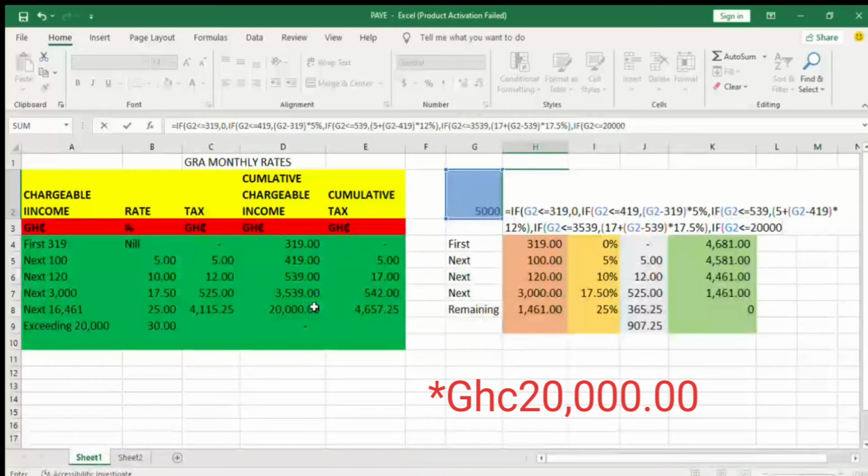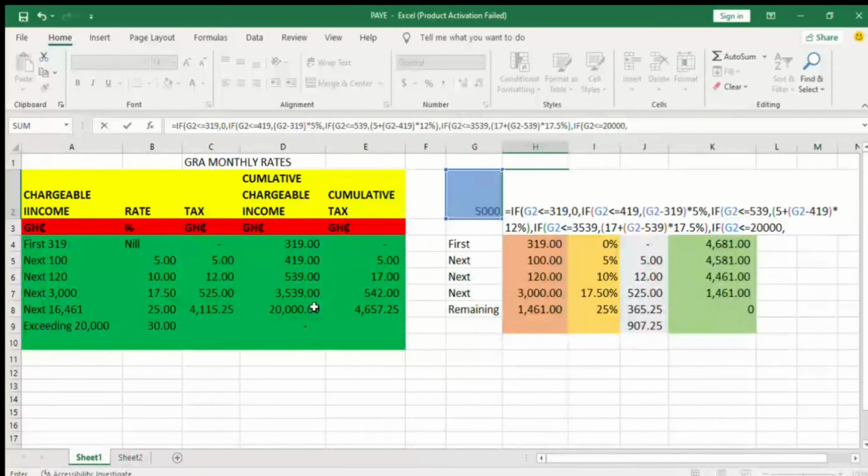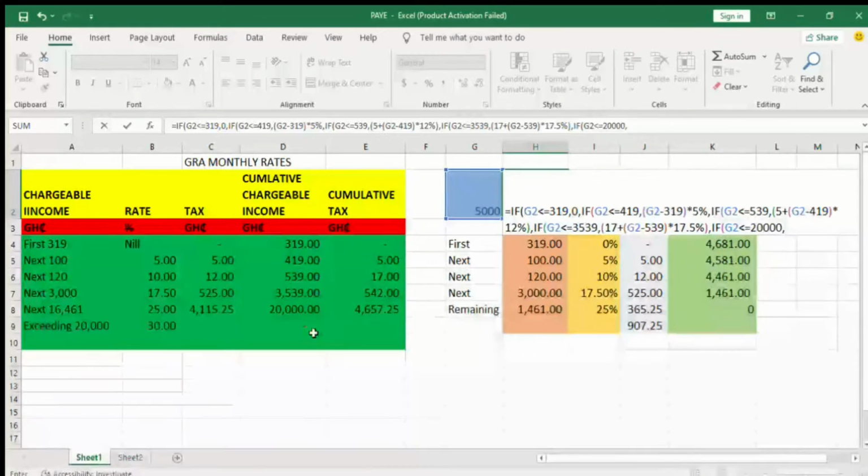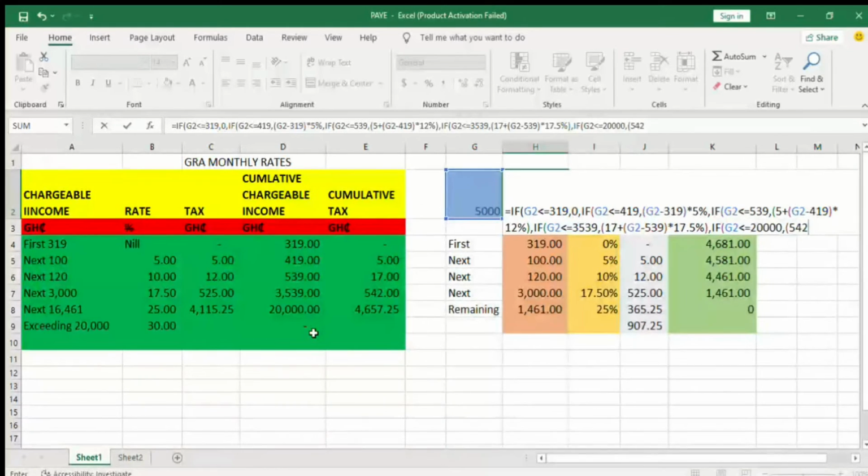So at this level we have accumulated a tax of 5. So we bring our bracket 542. So we add it to this current tax, that is the difference, that is the next 16,461. So we enter G2 minus, that was the previous one over here, this is 3539. We close the bracket times 25 Ghana cedis. So here we are not going to continue because this is the last one.